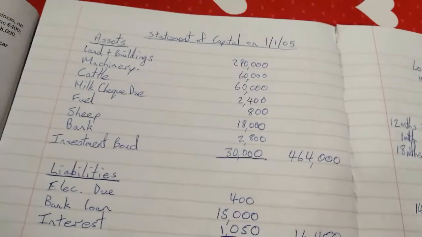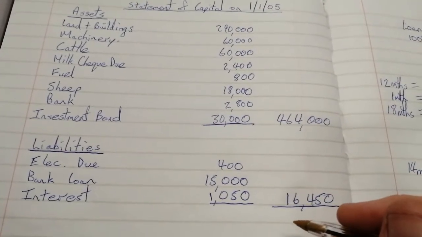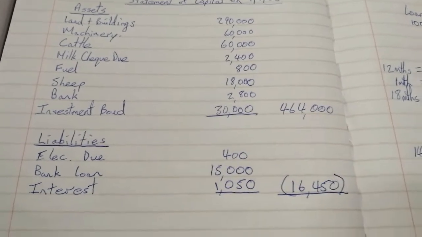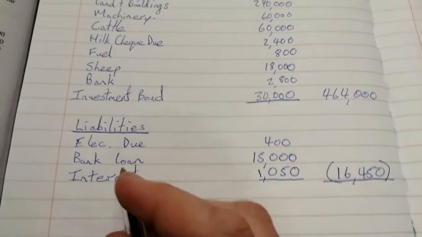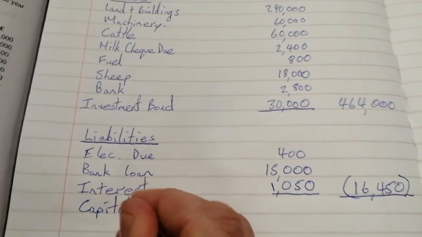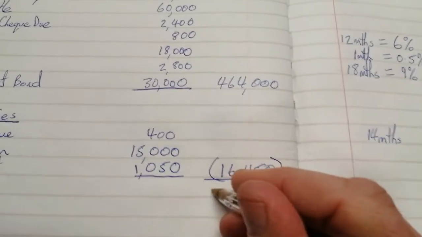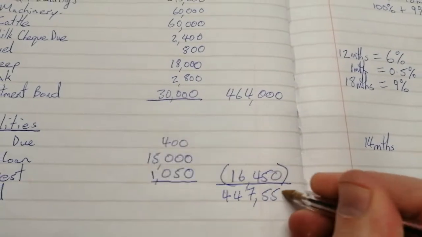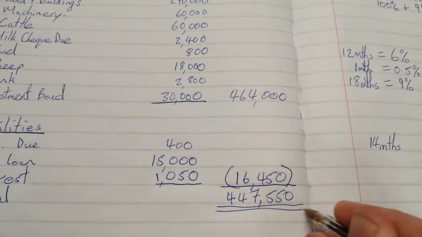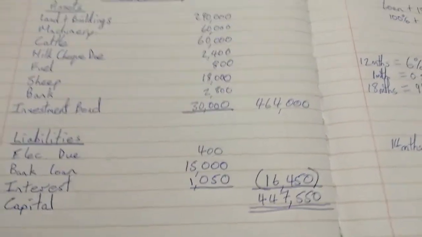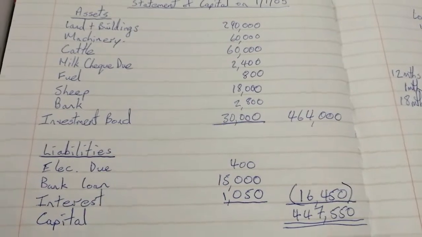Now what we're going to do is subtract the liabilities from the assets. So we put brackets around that, and the difference that we get is going to be our capital. Okay, and in this case it's 447,550. Okay, and we're done.